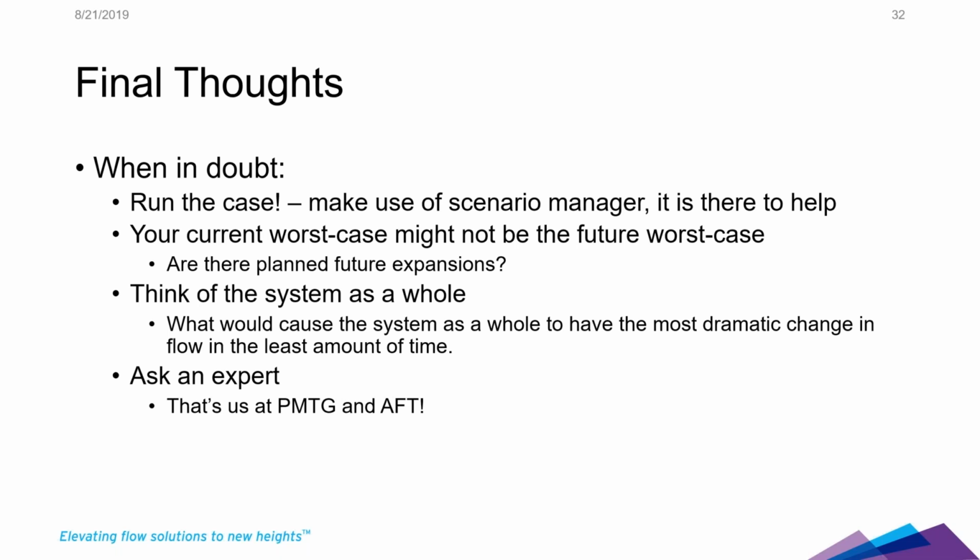Another thought is, your current worst case might not be the future worst case. What is going to happen in the future? Are you going to expand? Is another system going to get tied in? Are you going to get more demand? Say we need to increase our flow rate because we're going to make more money if we do. What's going to happen in that case?